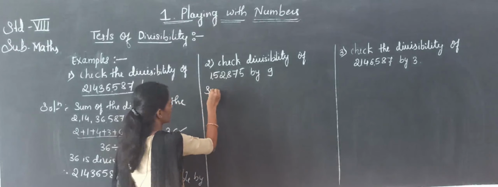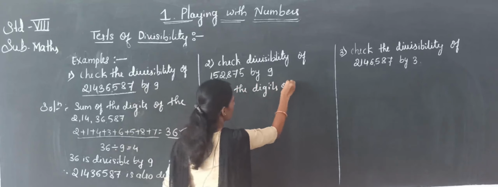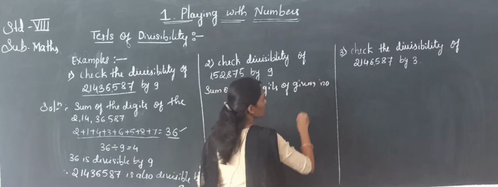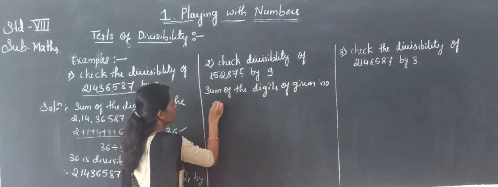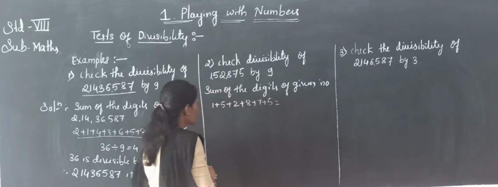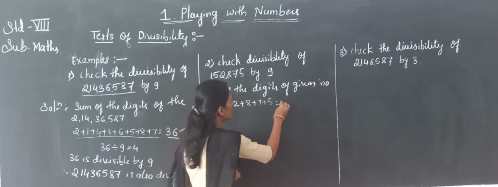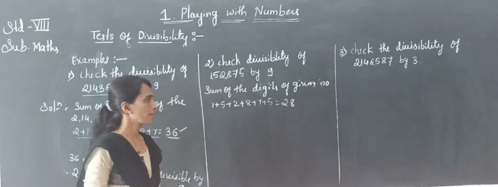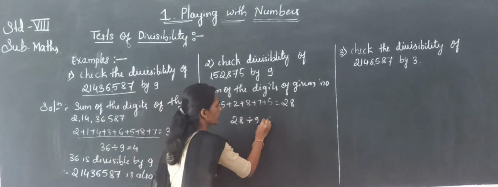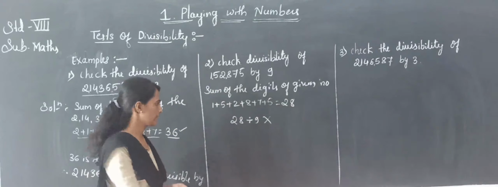You have to take the sum of the digits of the given number, otherwise you can write the whole number here. Which number did they give? That one. So 1 plus 5 plus 2 plus 8 plus 7 plus 5. So it will be 6, 14, 16, 23, 28. So it will be 28. So whether this 28 is divisible by 9? No. So 28 is not divisible by 9 here. Therefore the given number is also not divisible by 9.